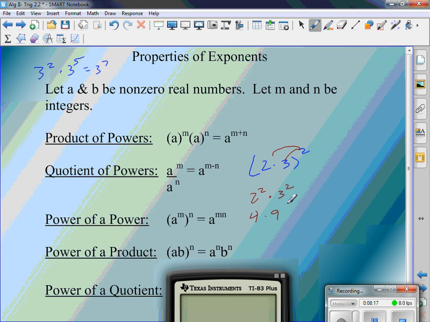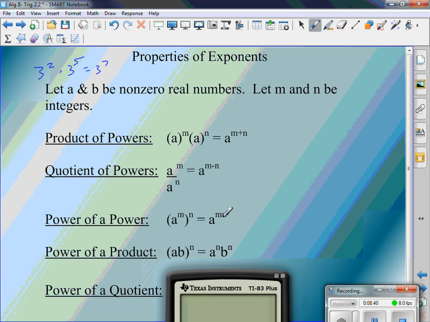Now, I know some of you were thinking, why does it matter about doing this? I would just take 2 times 3 and then square it. We're not going to be dealing with numbers. You're going to have a lot of variables. And the last one is quotient. What's quotient mean? Divide. What did I do for powers when I multiplied?